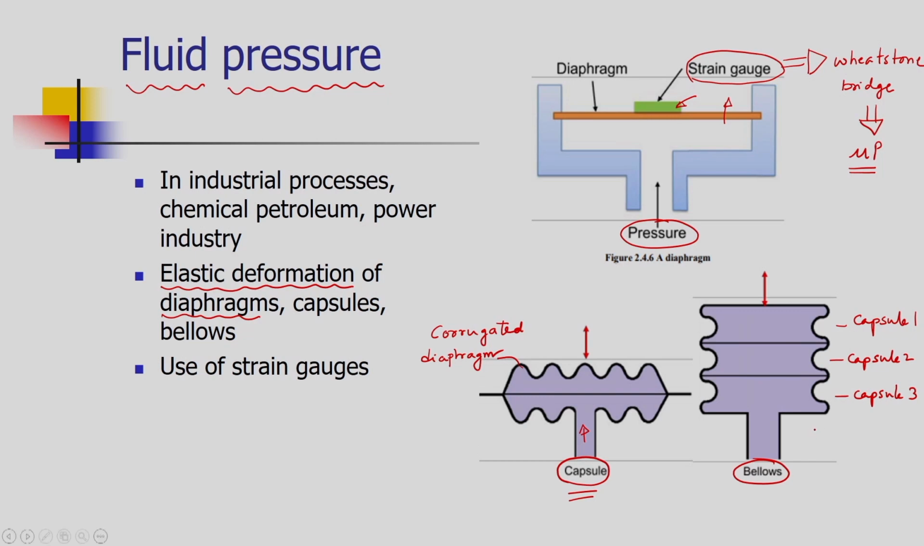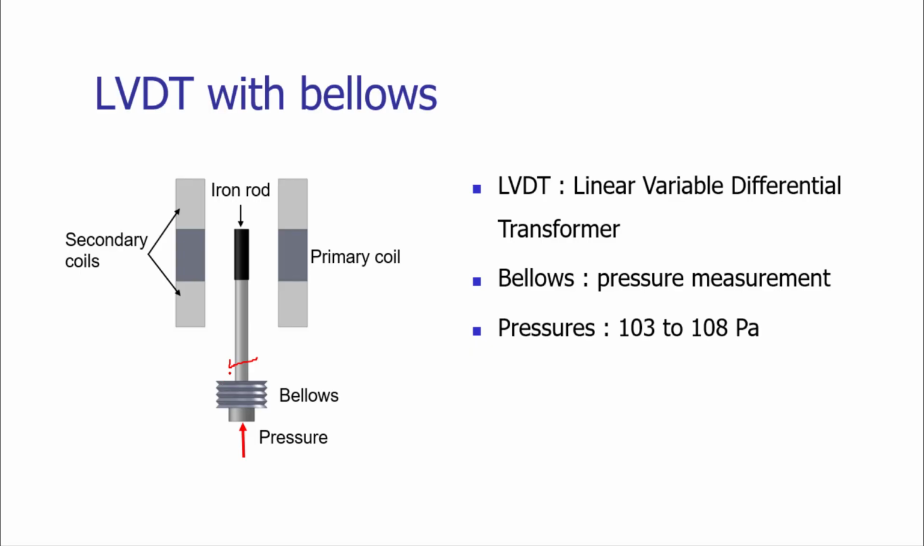Multiple capsules are integrated, stacked over each other, and then we have an integrated construction that is again utilized to sense the fluid pressure. As there is an increase in fluid pressure, the top portion of the bellows will displace, it will move in the upward direction. More precise measurement of pressure can be done with bellows when we add the LVDT sensor.